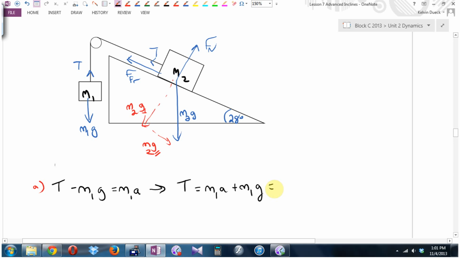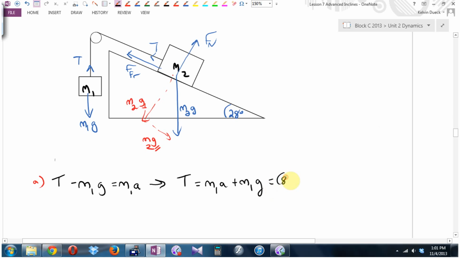I scrolled down. What was mass 1? 8. What was A? 2.1? No? Yeah? Plus 8, 9.8.